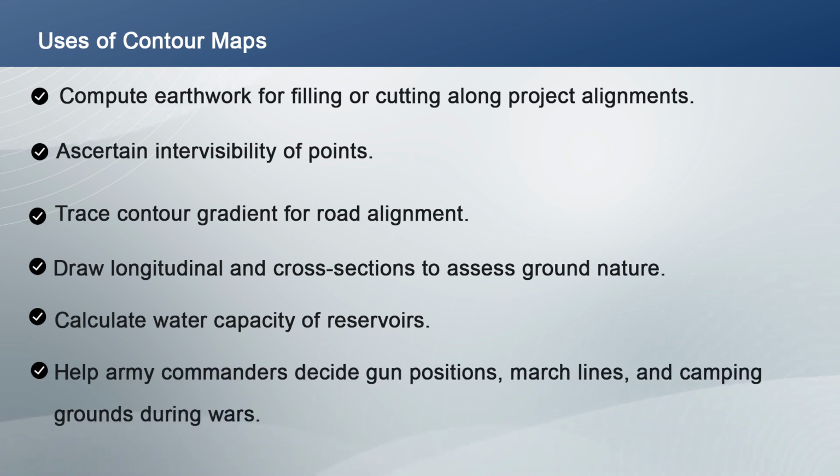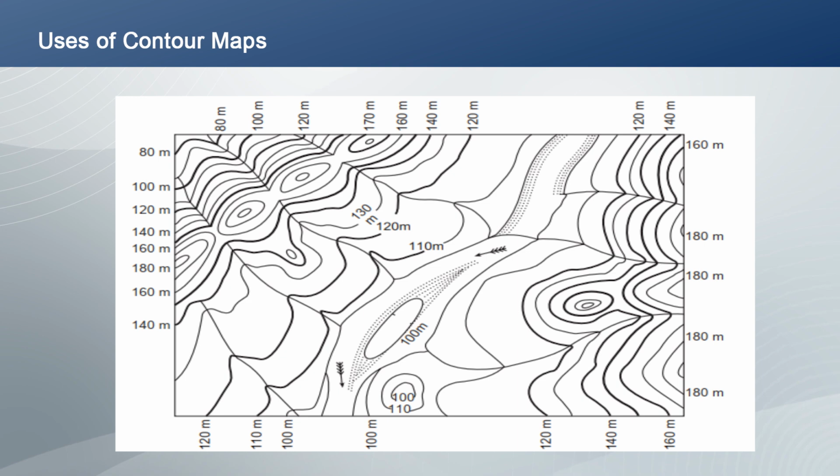It is used to decide the best positions of the guns, the line of march and camping grounds by the army commanders during wars. Contour maps are extremely useful for various civil engineering works such as drawing of sections, selection of a canal alignment, determination of intervisibility, tracing of a contour gradient, measurement of catchment area and calculation of storage capacity of reservoir. Let us go through each of these one by one.